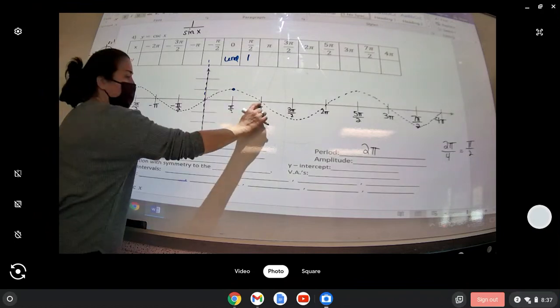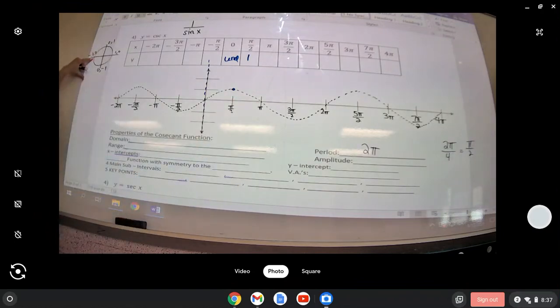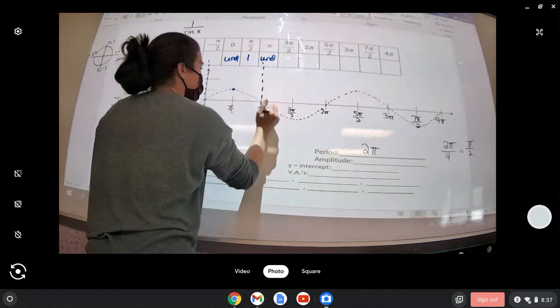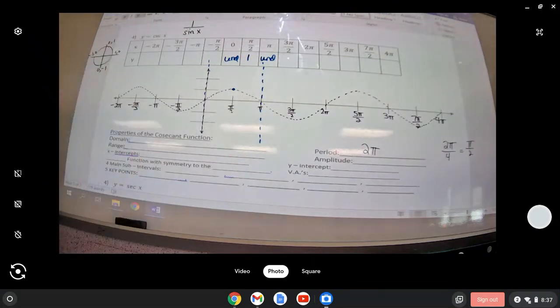Right, then you go to pi, 0. So at pi, the sine of pi was 0. So the cosecant of pi is the reciprocal of that y-coordinate. And the reciprocal of 0 is undefined. So we create yet another vertical asymptote.